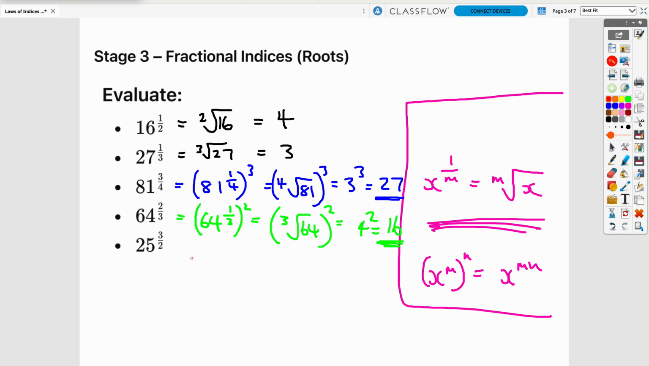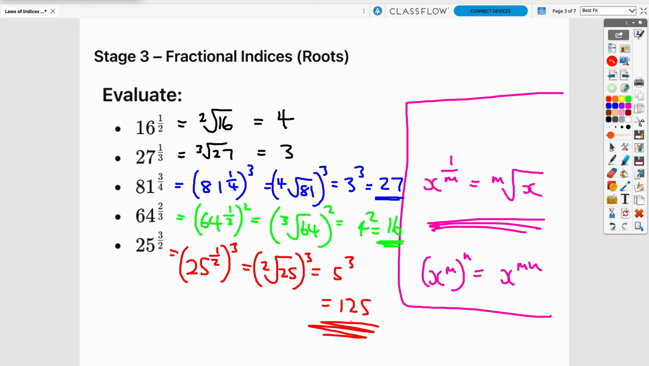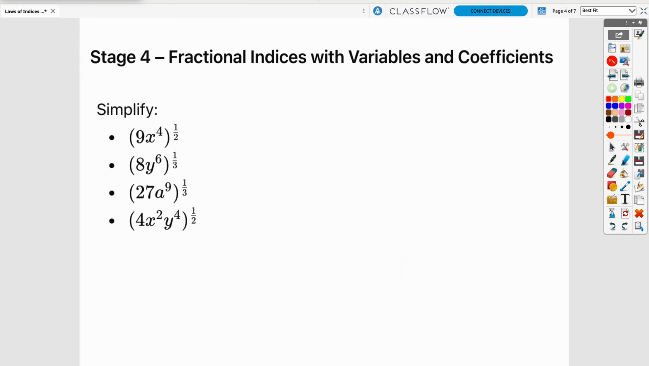And last but not least, we have this one. It's 25 to the power of 1 over 2, cubed, because 3 halves is 3 over 2. Then we've got the square root of 25 cubed, which is 5 cubed, which is 125. Okay, so they're nice and fun. Hopefully you enjoyed those. On to stage 4.